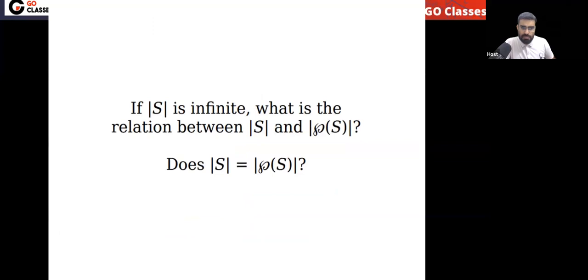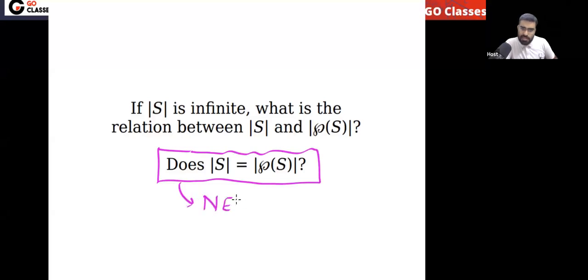Tell me the answer for this question. If set S is infinite, what is the relationship between S and the cardinality of P(S)? Is it ever possible? This is never possible for any S. Please understand, this is never possible for any S.